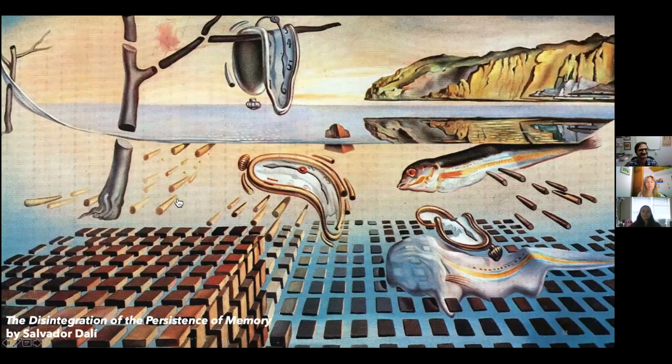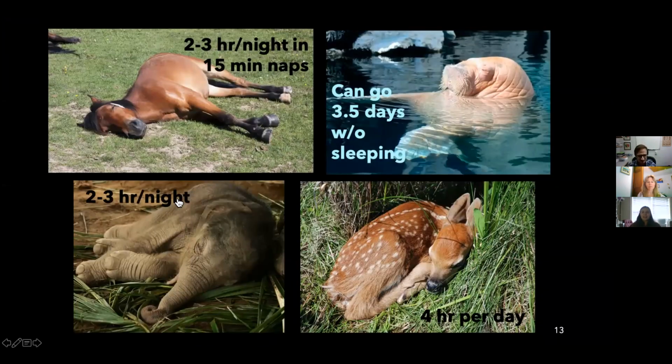So, as mysterious as sleep is to humans, it's remarkably ubiquitous in the animal kingdom. It's found in all animals with backbones. And as you can see on the slide, some animals do it very little. Horses and elephants will sleep about 2 to 3 hours a night, while an animal like a walrus can go 3.5 days without sleeping. And the native white-tailed deer only sleeps about 4 hours during the day and is mostly active at night.